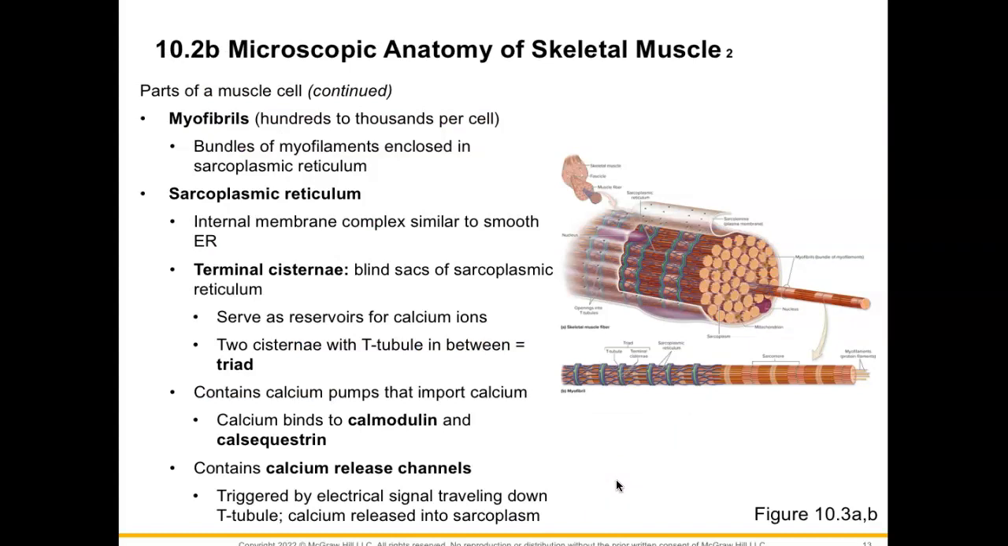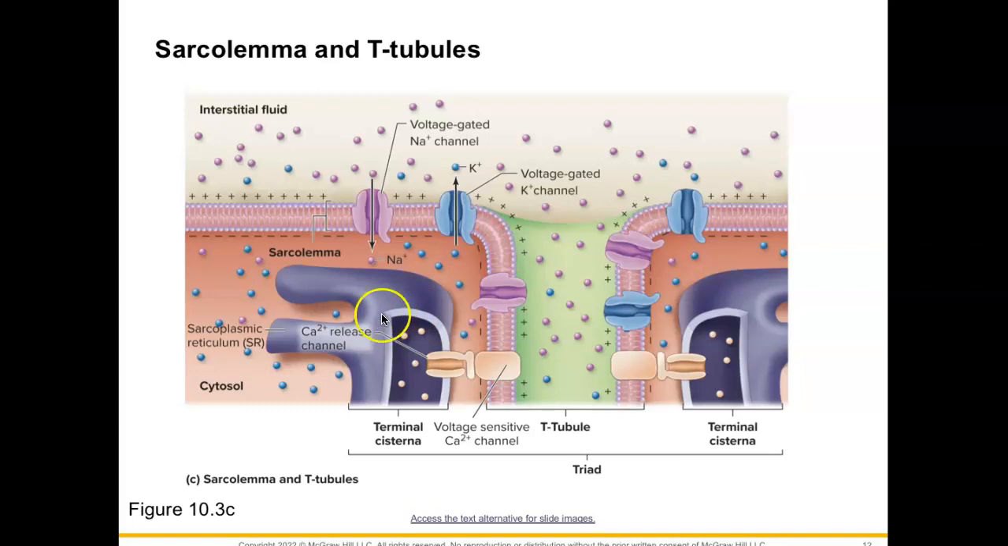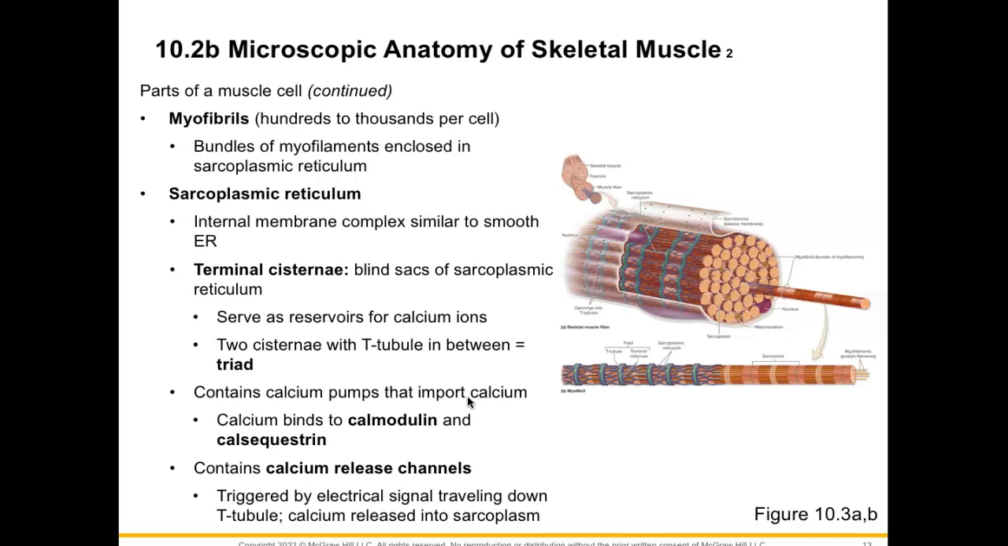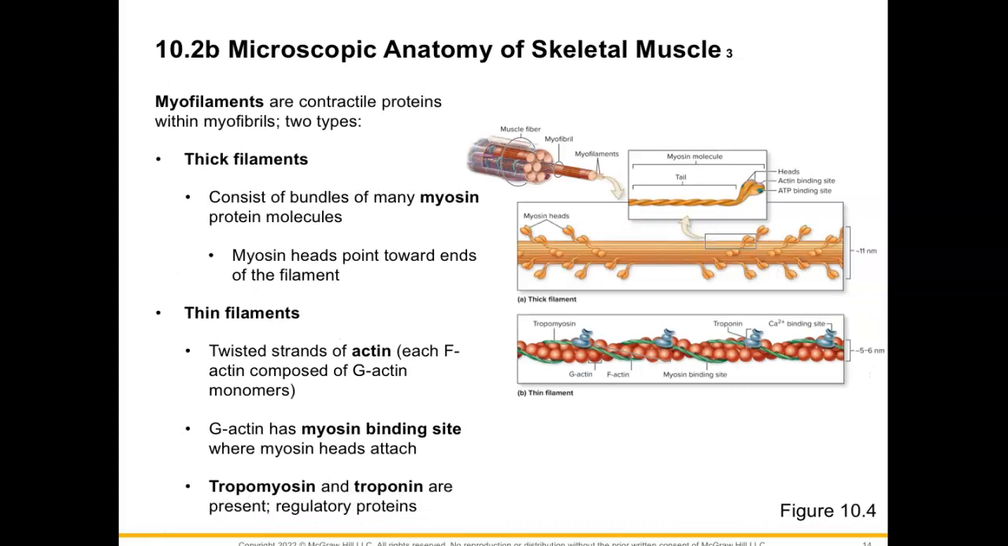Now these cisternae serve as reservoirs for calcium. So if I need to find calcium, I'm going to look inside the sarcoplasmic reticulum, especially here at the terminal cisternae. This is where the calcium is going to be released. Once the T-tubule senses that impulse moving down, this is a voltage sensitive channel, right? So that voltage moving down is going to say, hey, calcium channels, you need to release this calcium over here into the sarcoplasm. And we'll talk about why in just a minute. Also, those calcium pumps that are going to import the calcium are going to bind to something called calmodulin and calsequestrin.